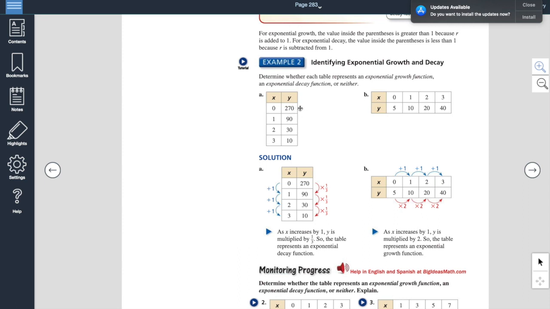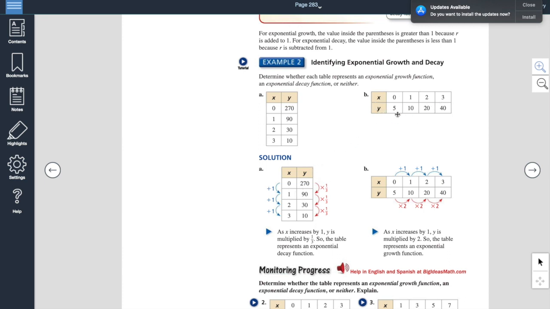So 270 down to 90, you're dividing by 3 here. And they're going to show you here that it's really multiplying by 1/3. Remember, dividing by 3 is the same as multiplying by 1/3. Same thing here. It goes down by 1/3. So this is an exponential decay function. Because again, it's going down by 1/3 every time.